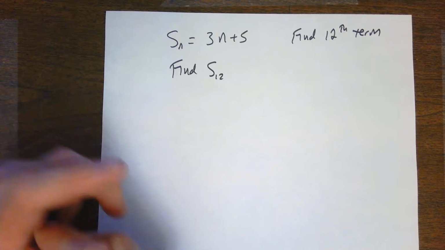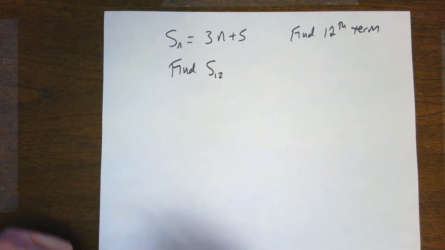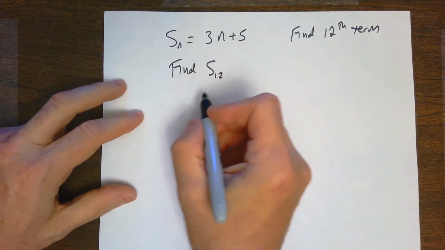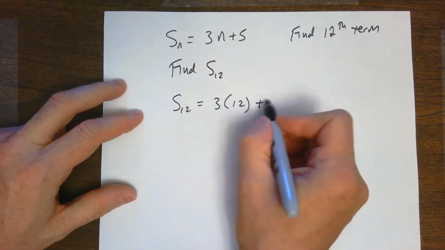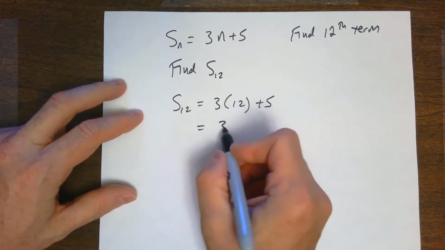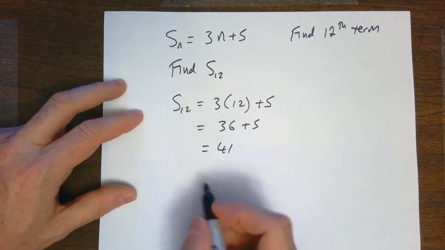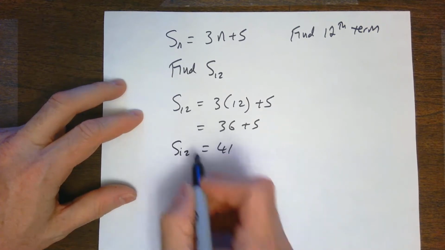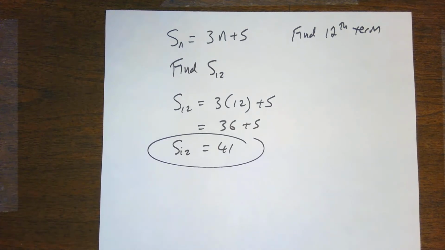Well, I could go through and find the first and the second and the third and the fourth and the fifth, but I don't need to do all that. I can just plug it right in. S sub 12 is going to be 3 times 12 plus 5. 3 times 12, 36, plus 5, 41. The 12th term, s sub 12, is 41.